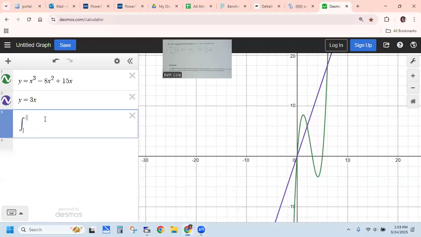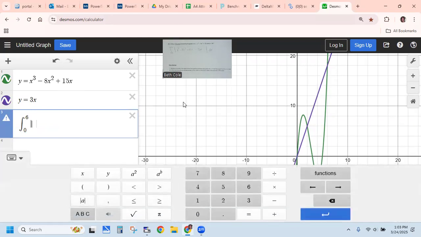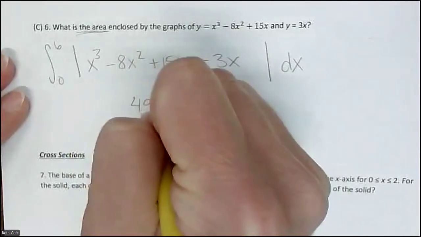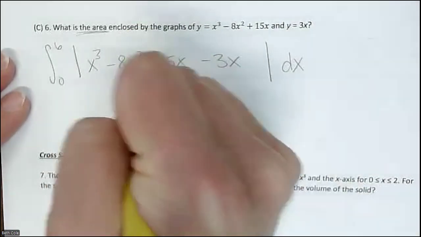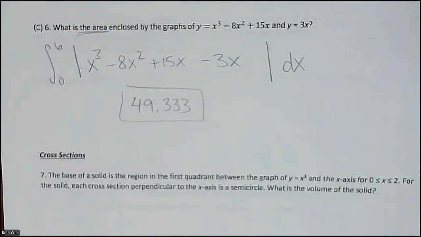So I'm going to just type this in. Integral 0 to 6. Absolute value. Hold on. Absolute value to the third. What is it? Minus 8x squared. That'd be plus 12x, right? But I minus the 3x. There you go. 49.333. All right, that's it for areas.